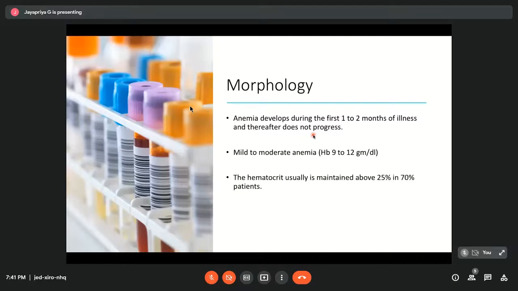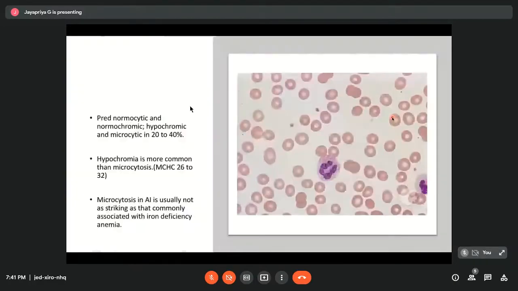This is the normal blood picture. Usually it is a normocytic normochromic anemia because of hyperproliferative anemia. But eventually, you know that all of the iron gets stored in the reticuloendothelial cells. So eventually, iron restriction is happening there.